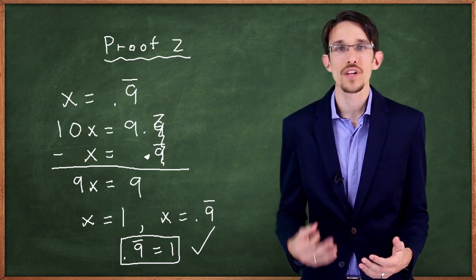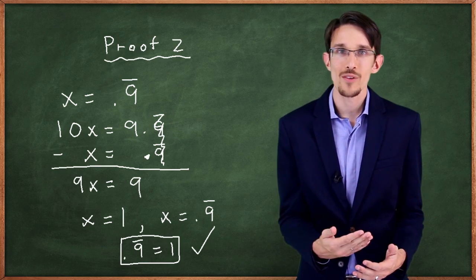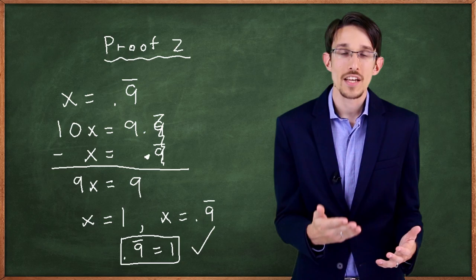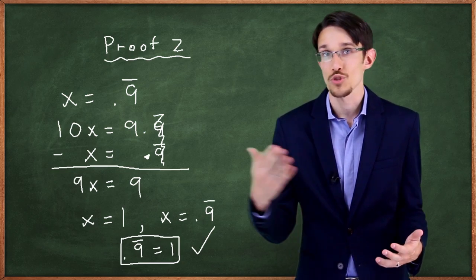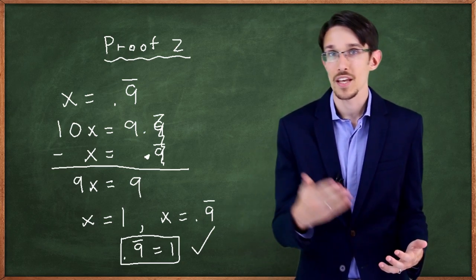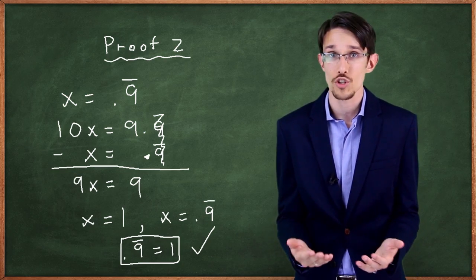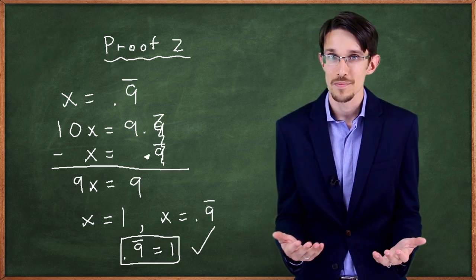So now we've proven in 3 ways that 0.9 repeating is equal to 1. And this extends not just in this case, but 1.9 repeating equals 2, 2.9 repeating equals 3, etc. This is a true mathematical fact. It's not a trick. You have not been deceived.